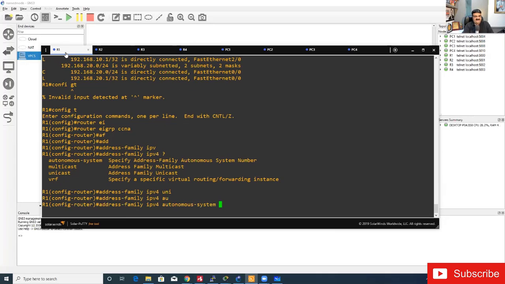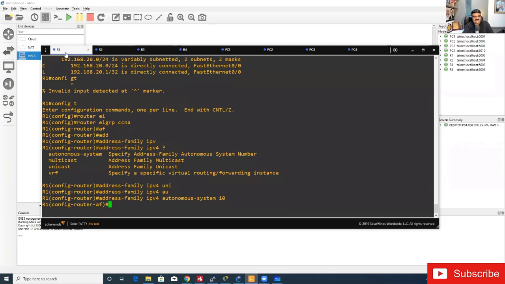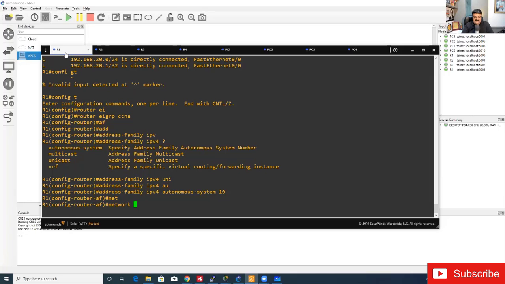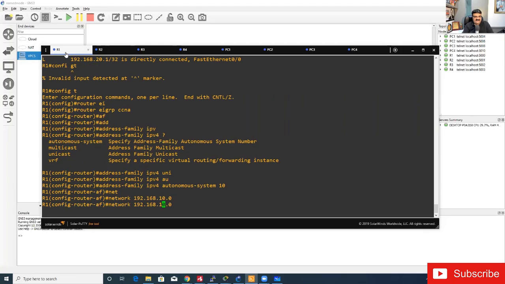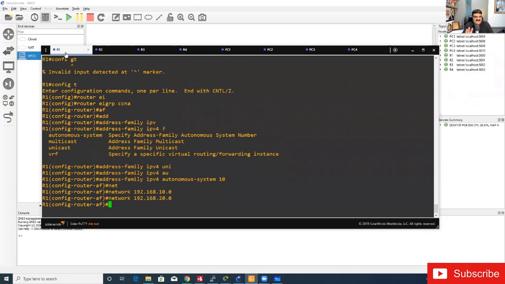Okay, and we have to specify the autonomous system. So it is 10. So address family IPv4 autonomous system 10. It means I'm going to configure EIGRP for IP version 4. Now I have to use this command, network 192.168.10.0 and 20.0. It is done, okay, with EIGRP name mode in the router. Now this is called address family.